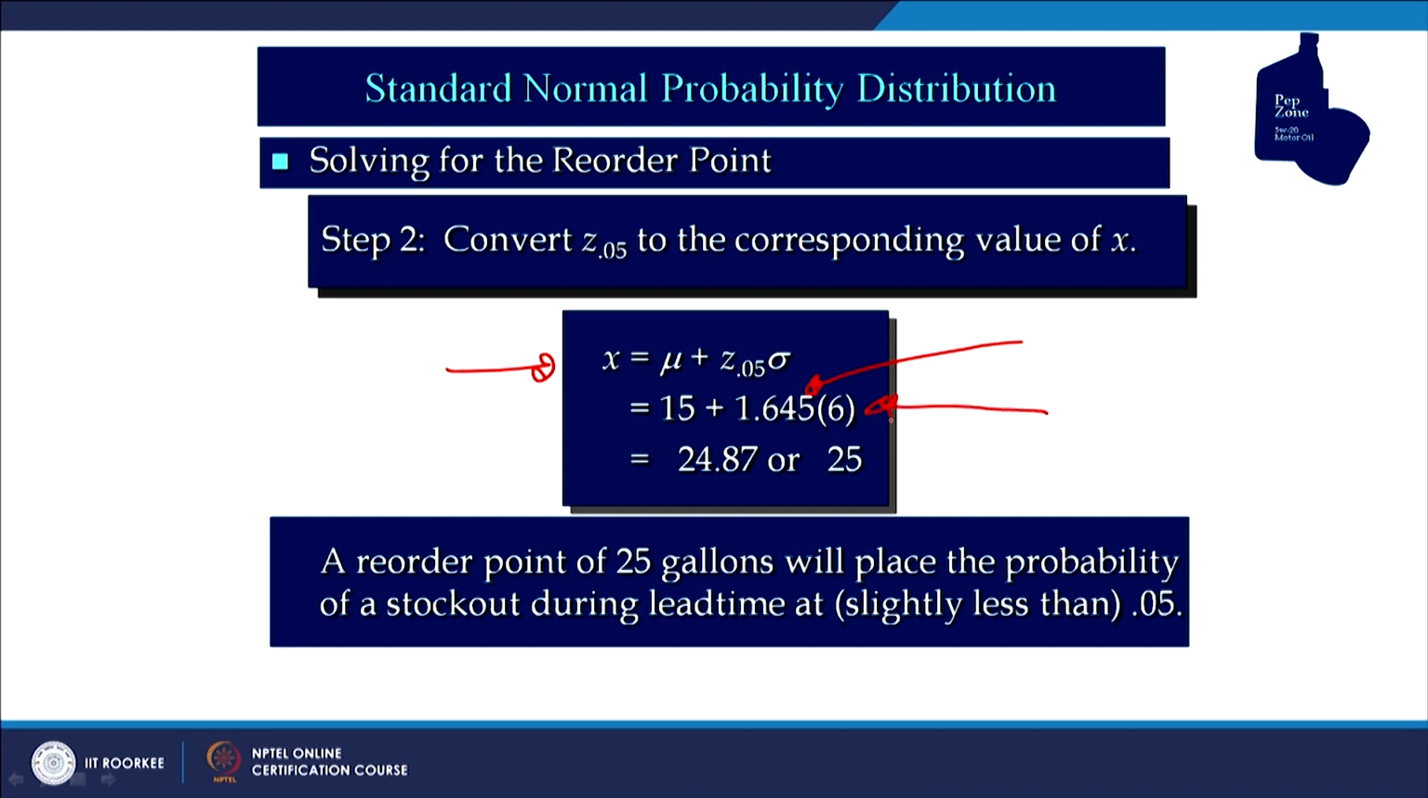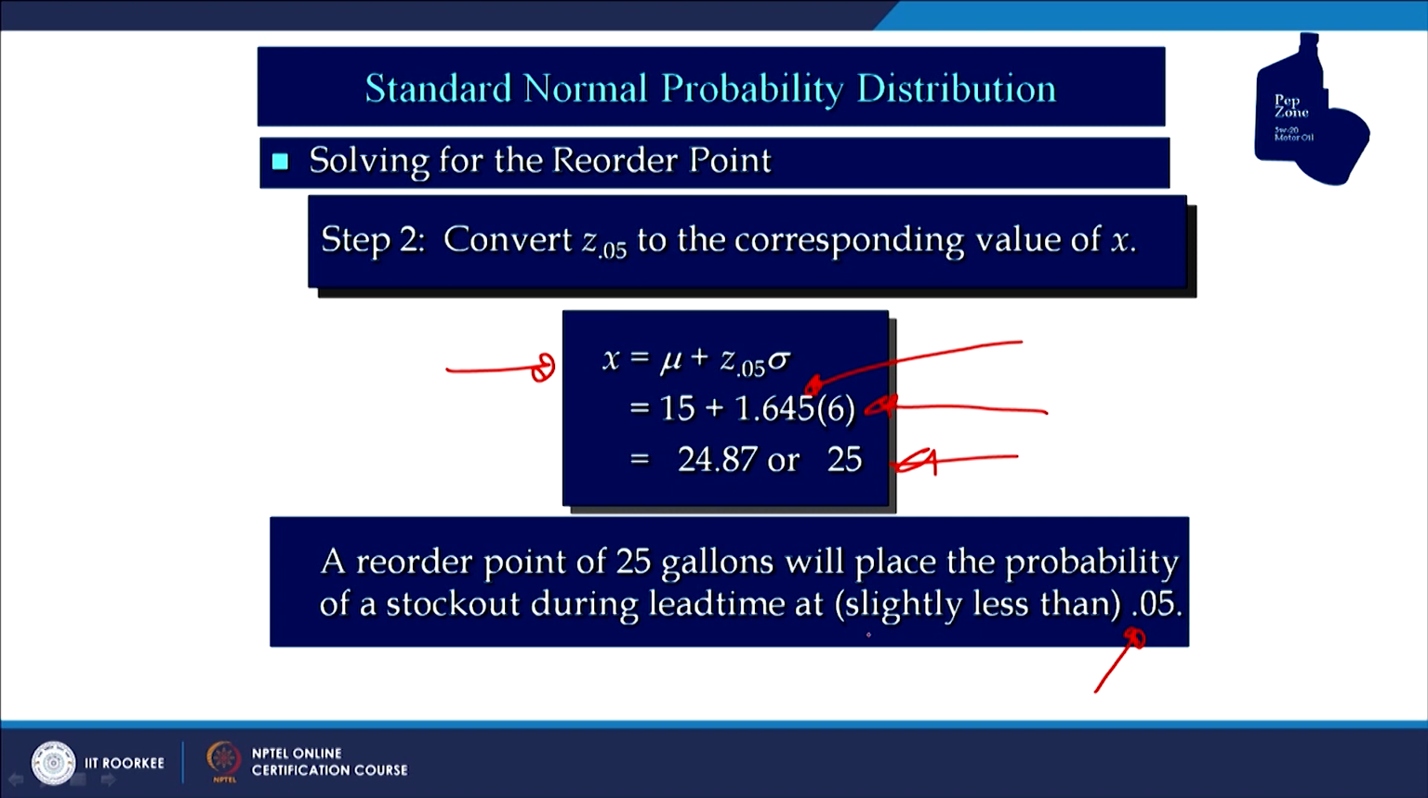We know sigma, the standard deviation, is equal to 6. So, this x value becomes 25. So, the reorder point of 25 gallons will place the probability of stock out during lead time at a level that would be less than the previous case, right.